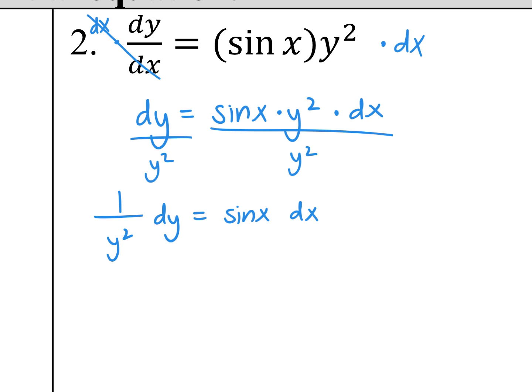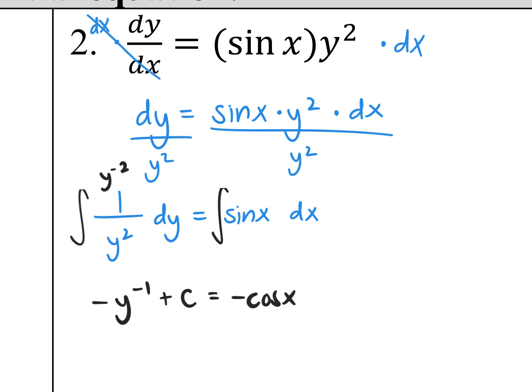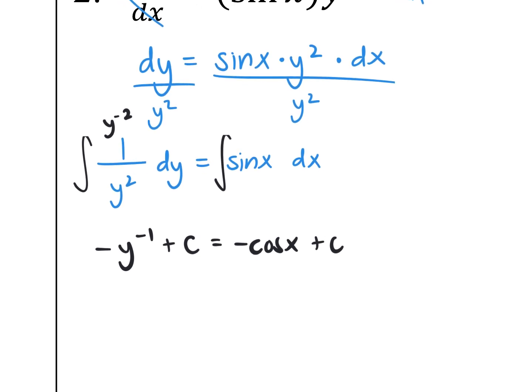Number 2, I'm going to integrate both sides here. If I integrate the left, integrate the right, this is the same thing as y to the negative second power, right? So what am I going to get when I integrate y to the negative second power? Negative y to the negative 1 plus c. And what do I get when I integrate sine? Negative cosine of x plus c. And I want to get y by itself, so I'm going to move that plus c over. It's just going to become a constant on the right-hand side.